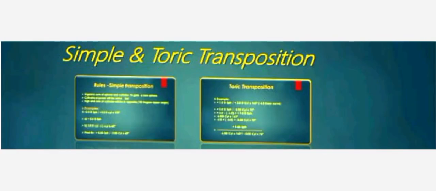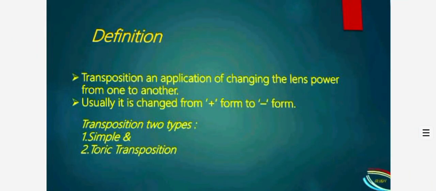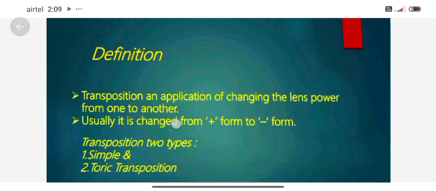Simple and Toric transposition. Definition: transposition is the application of changing a lens power from one form to another. Usually it is changed from plus form to minus form. Transposition has two types. The first one is simple and the second is Toric transposition.